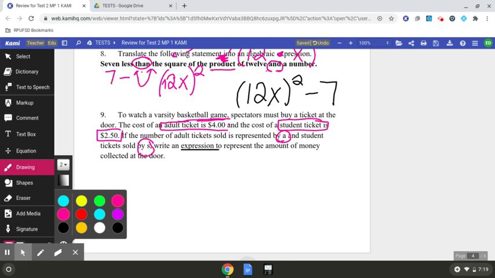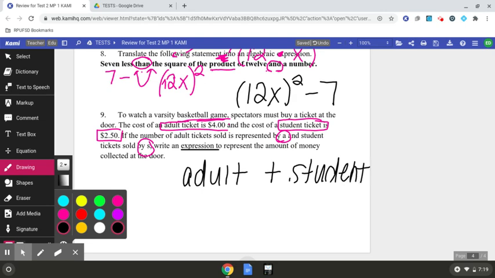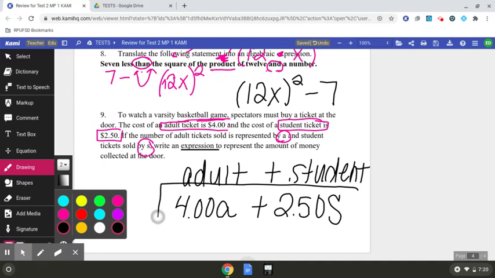So when you think about the amount of money collected at the door, you're going to have your adult tickets plus your student tickets. That'll give us the total. Adult tickets are $4, and we know that A is what they're representing adult tickets by. So for adults, it would be $4 times that A. We're going to add now student tickets. Student tickets are $2.50, and they told us to use S for student tickets. This expression right here is all they're looking for. They just want you to write something out that represents the total.